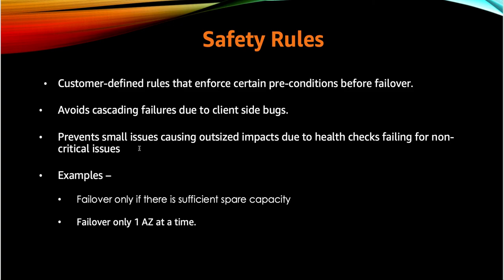That also prevents small issues from causing outsized impacts due to health check failing for non-critical issues as well. So a few of the examples are: failover only if there is sufficient spare capacity in that particular availability zone or particular region, or failover only one AZ at a time. So suppose you are failing over to two AZs, they are saying that you fail over only to one AZ at a time. So these kinds of safety rules you can put in there, which will be evaluated before your failover happens.